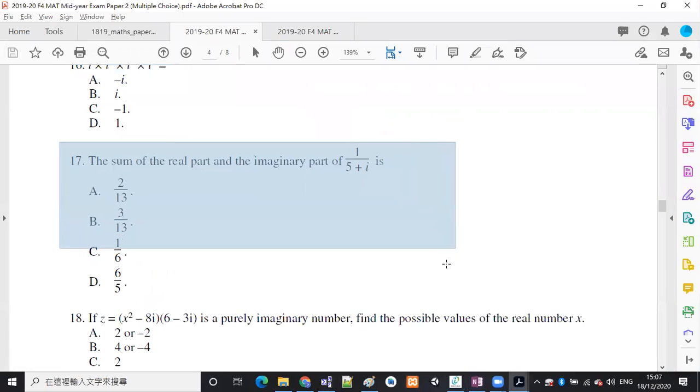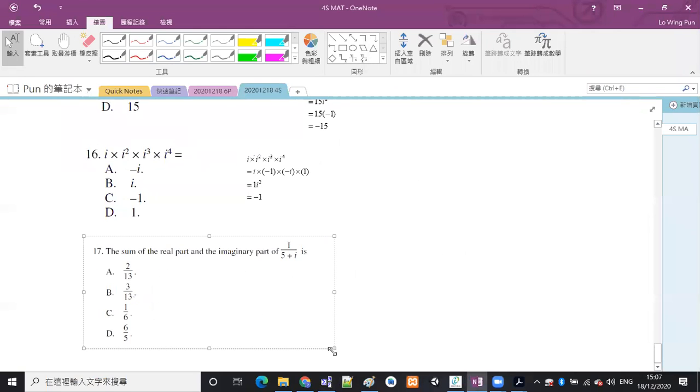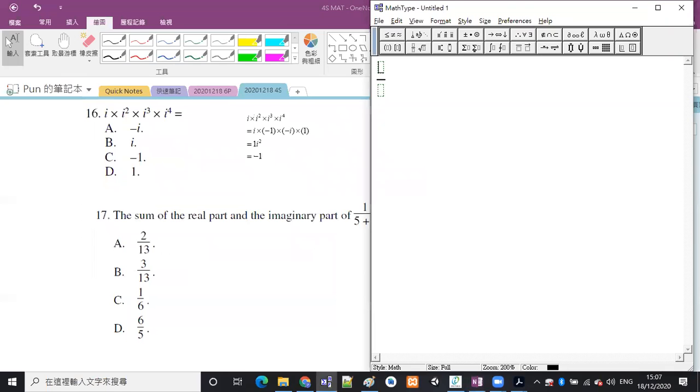Then 17. The sum of the real part and the imaginary part of this complex number 1 over 5 plus i is what?